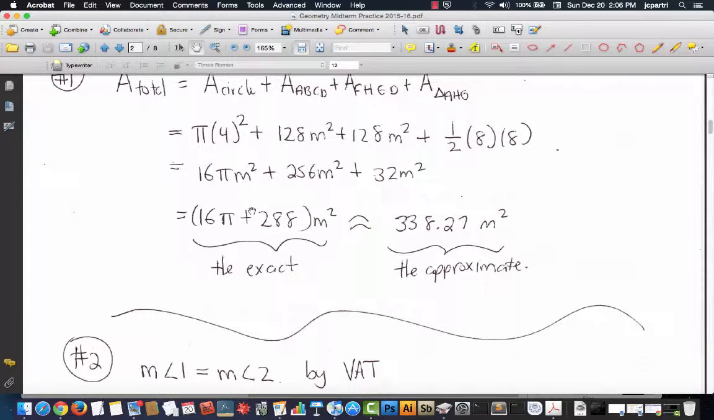Plug that into our calculator. We get an approximate area of 338.27 meters squared. That's the approximate. And that is question 1.